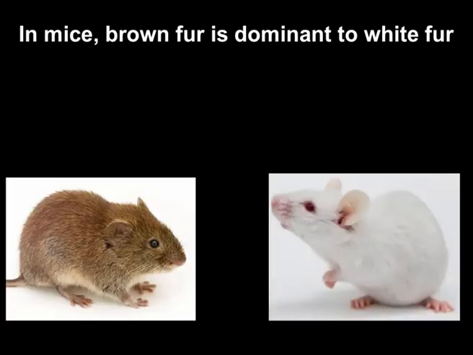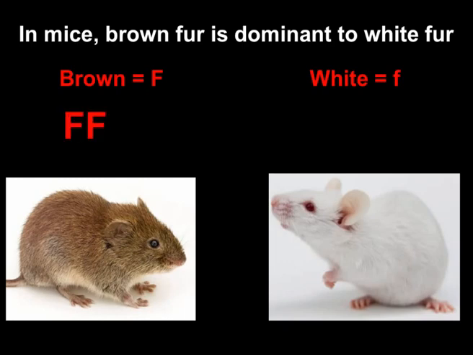Alright, so let's look at a different way of setting up a problem. We're going to say in mice, brown fur is dominant to white fur. What you should always do for all of these problems is identify what are the alleles, what are the possible genotypes first. So I've got brown fur and I've got white fur. Since I say brown fur is dominant, I'm going to use the big letter. And for white fur, I'm going to use the little because it's recessive. Now there's 2 possible genotypes that give me brown fur. I could be homozygous dominant or heterozygous. And for white, the only way I'm ever going to have that is if I'm homozygous recessive.